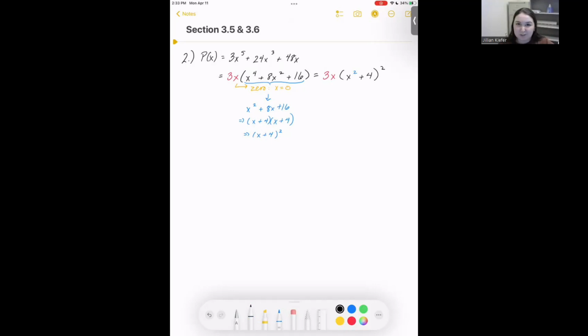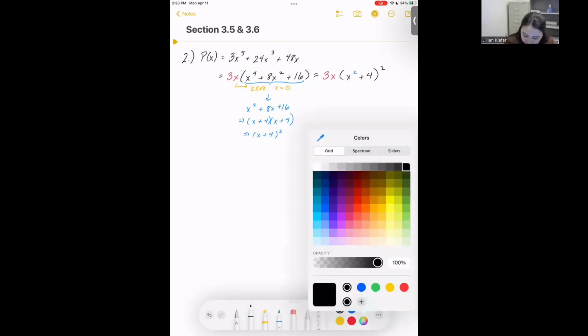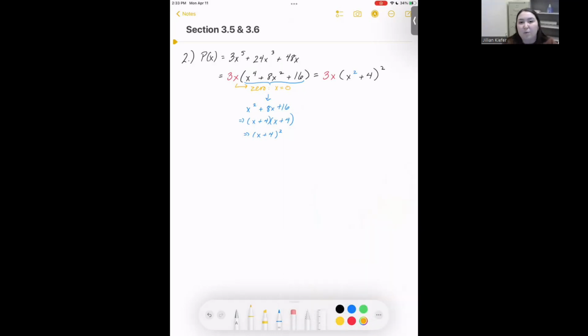Factor it the same way that you would always factor it and double the exponent on x. So while x squared plus 8x plus 16 factored into x plus 4 squared, x to the power of 4 plus 8x squared plus 16 factored into x squared plus 4 squared. So now that we've reached this point, we want to realize the squared part on the outside is telling us that whatever zeros that we get from this, they're going to have multiplicity 2.